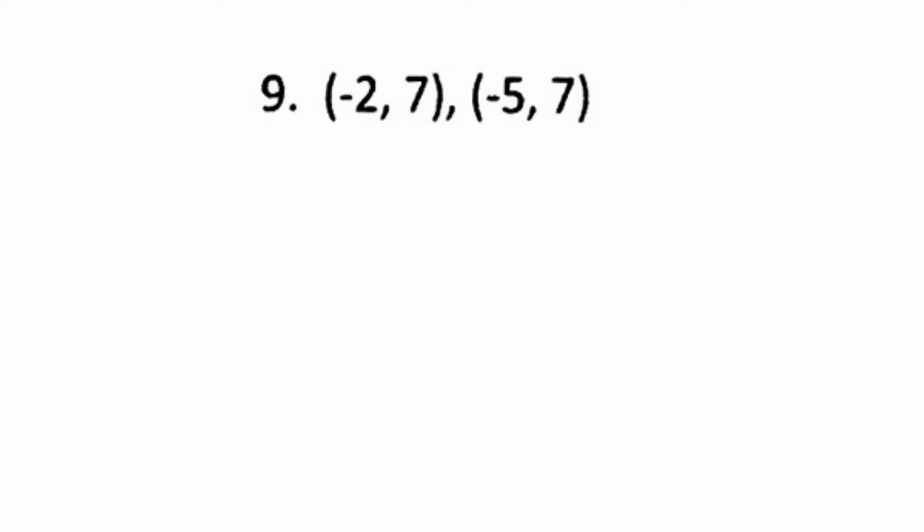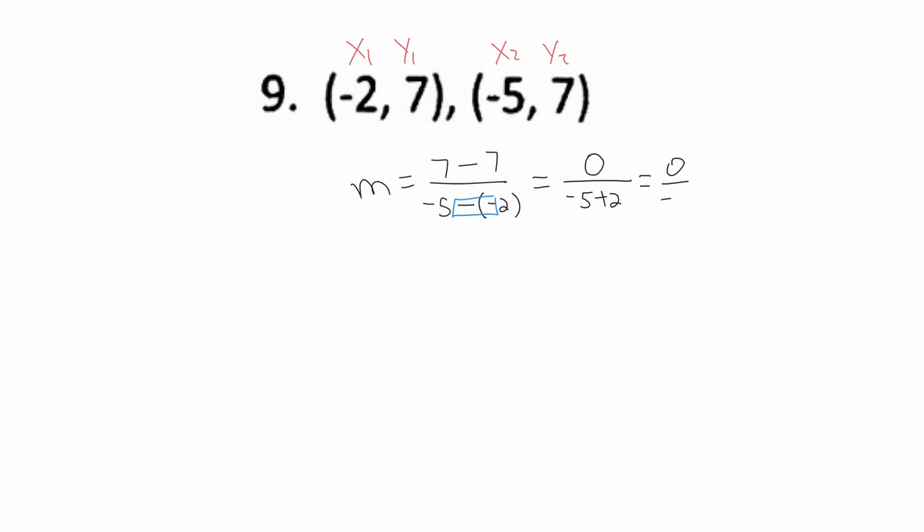I'm going to find the slope. So I label the points x1, y1, x2, y2. So the slope formula, y2 is 7 minus y1 is 7 divided by x2 is -5 minus x1 is negative. So make sure you use parentheses, -2. So the bottom, we do have double negatives, so we know that's going to turn positive. But if you notice on the top, 7 minus 7, 0. And on the bottom, you have -5 plus 2, which equals 0 over -3.